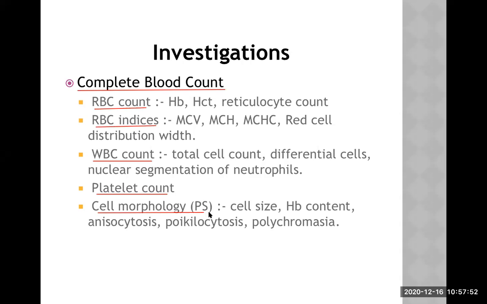Though you have to order peripheral smear separately, these are very related to each other, so we are talking about it together. RBC count will be ordered, and along with that, what is the hemoglobin level, what is the hematocrit level, and what is the reticulocyte count. We order everything. I don't need to give any explanation here.